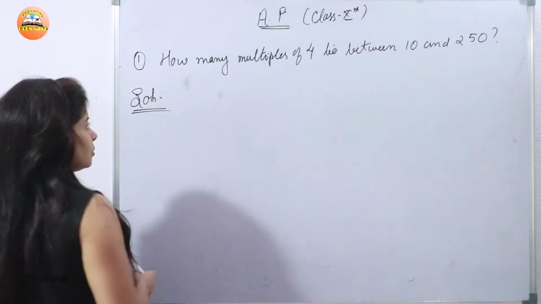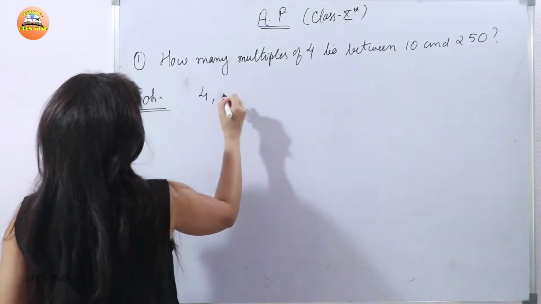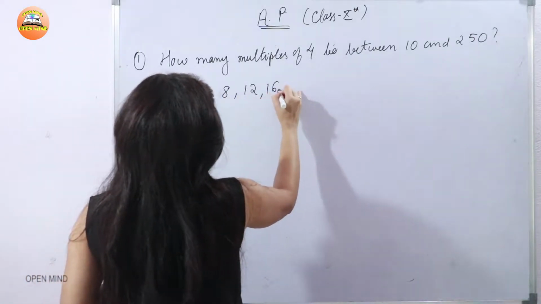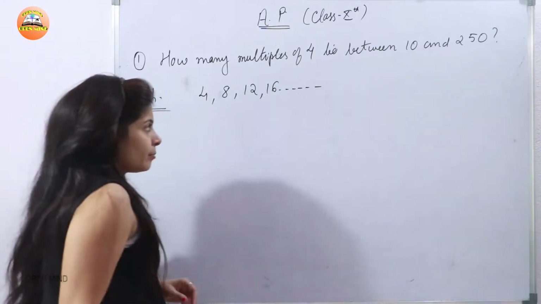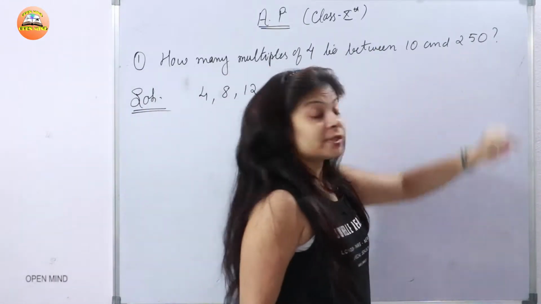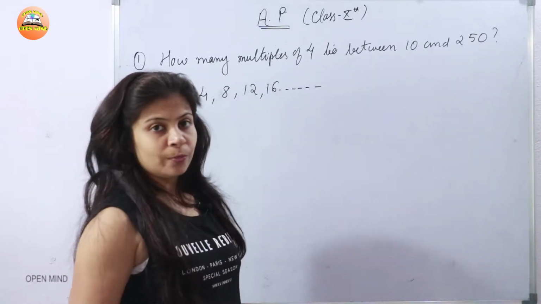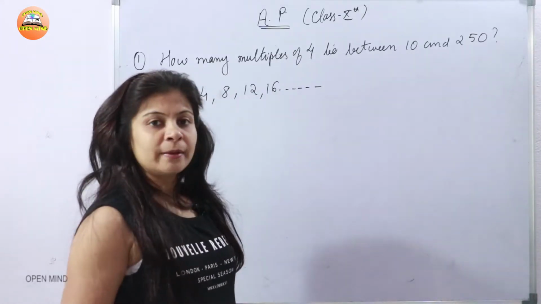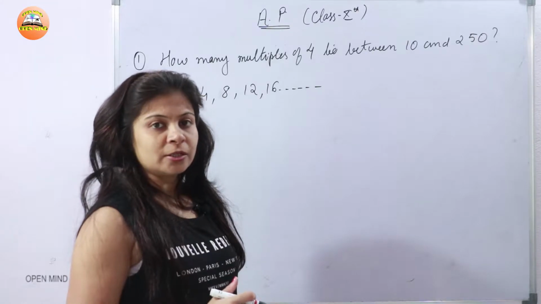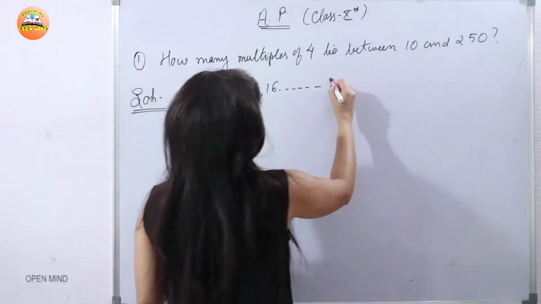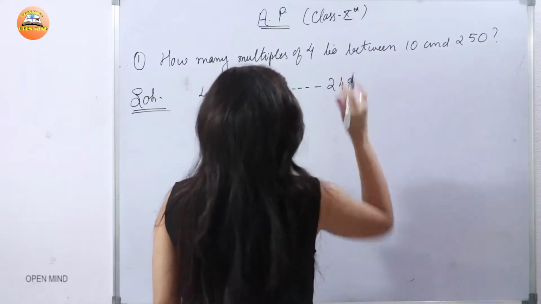As you know, the first multiple of 4 will be 4, then 8, then 12, then 16 and so on. Now 250 is the last number given to us. Does 250 get divided by 4? No. Go back one number, 249. Does 249? No. 248? Yes. So the last term will be 248.